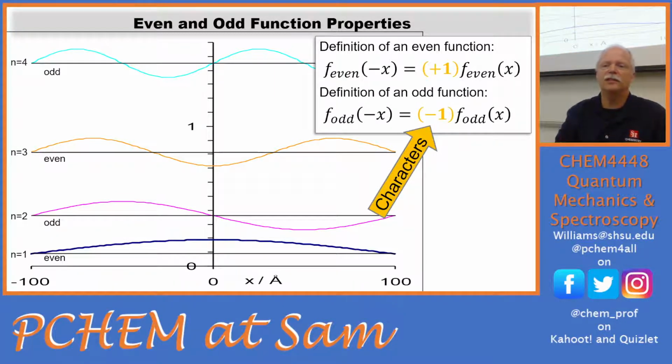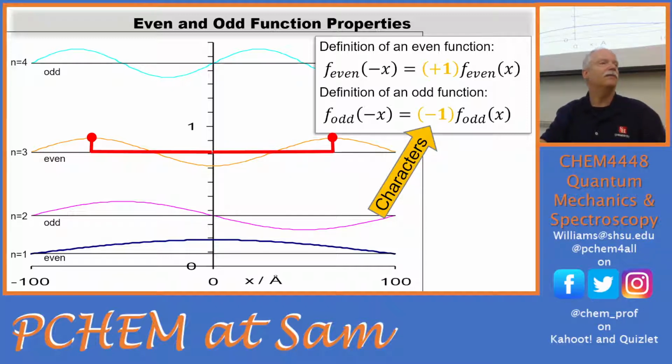An even function is symmetric around 0. And so let's look at this here. If we go to the left on this n equals 3 wave function a certain distance, and then we go the same distance to the right, they have the same value. So that's the definition of an even function. You can also kind of see this with 0 in the middle, that this is like a mirror image. If I put a mirror here, and I were to see the reflection of this left side in the mirror, it would look like the right side.